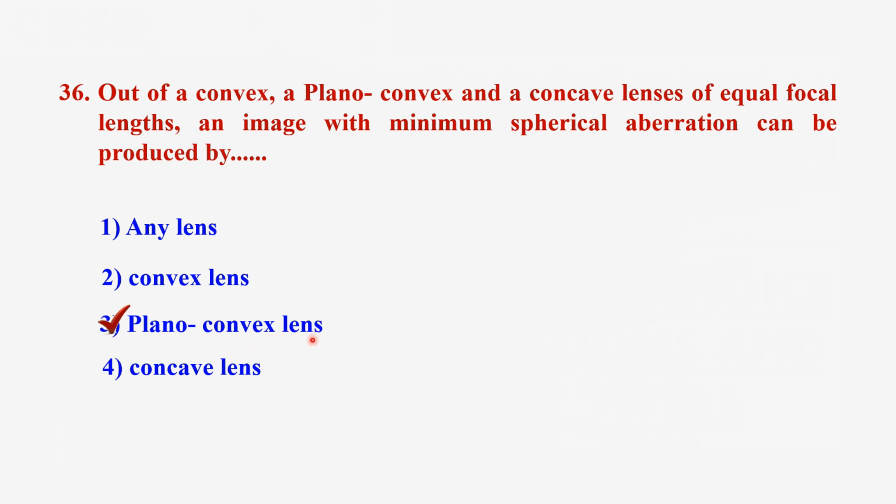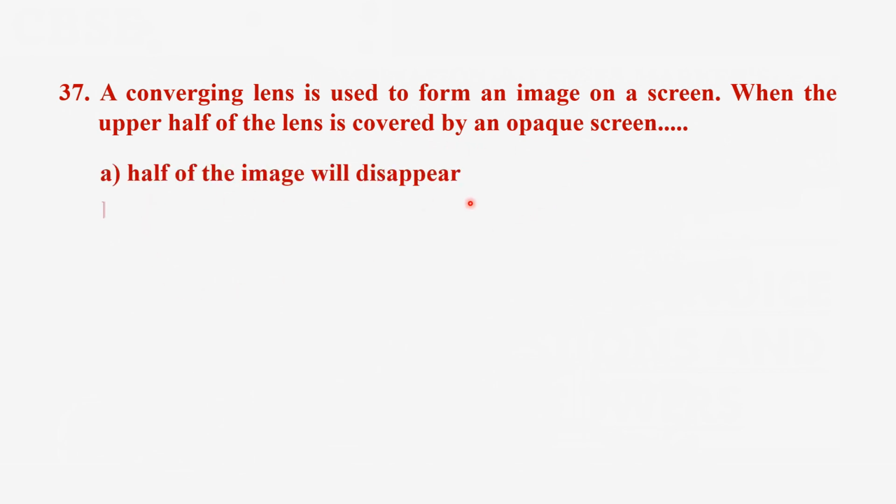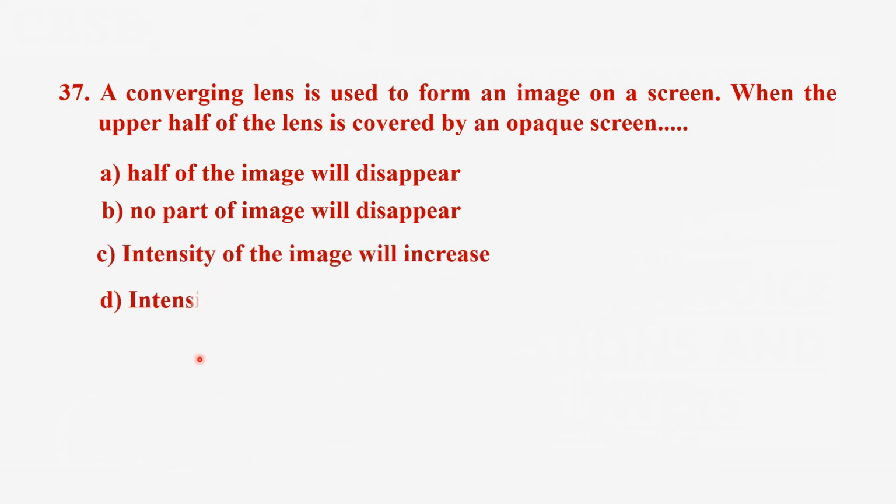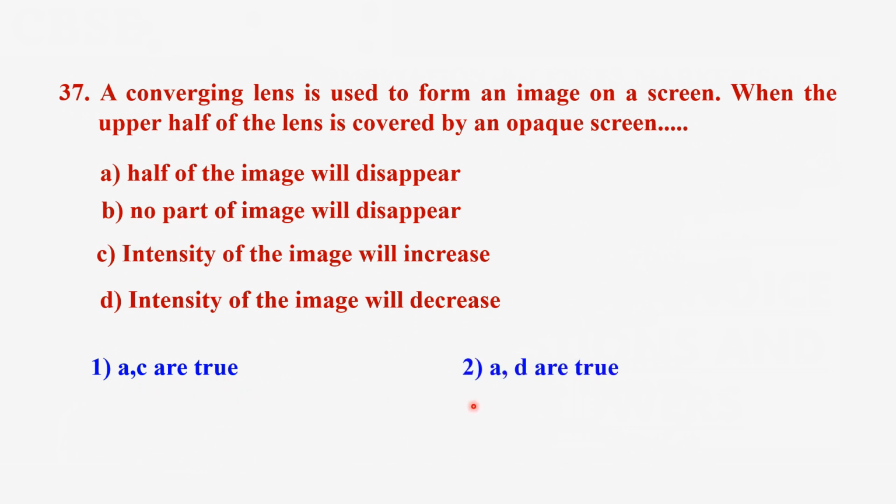Third option is correct. Next, in this question, a converging lens is used to form an image on a screen when the upper half of the lens is covered by an opaque screen. The statements are: half of the image will disappear, no part of the image will disappear, intensity of the image will increase, intensity of the image will decrease. If you cover the upper half of a lens by an opaque screen, what happens to the image? First option is A, C are true, second option is A, D are true, third option is B, C are true, fourth option is B, D are true.